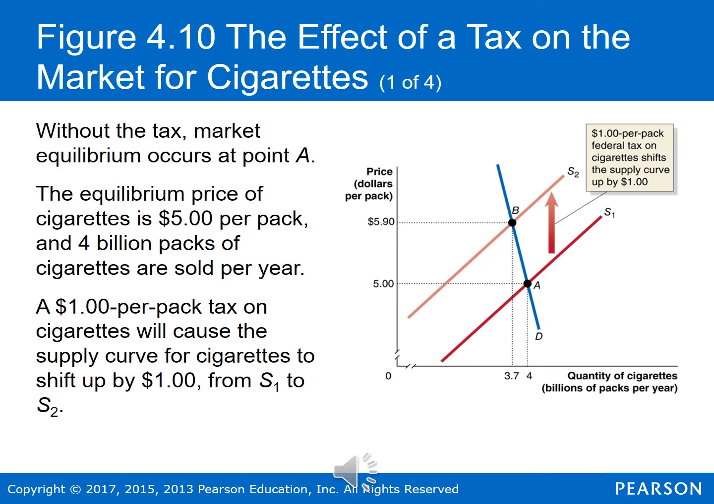Now let's say that the government imposes a $1 per pack tax on cigarettes. What this is going to do is shift the supply curve up by $1. So we'll move from S1 to S2.